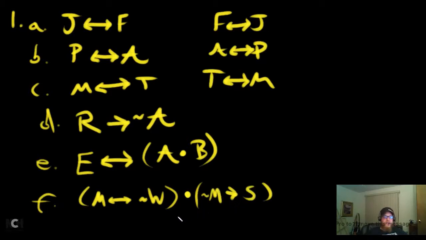So here's what this is saying. If McGraw's got it, then he doesn't have a tuition waiver. And if he doesn't have a tuition waiver, then McGraw's got it. But also, if it's not offered to McGraw, then it's going to be offered to Spiegelman. Okay, that's A through F. Let's take a look at G, H, and I.